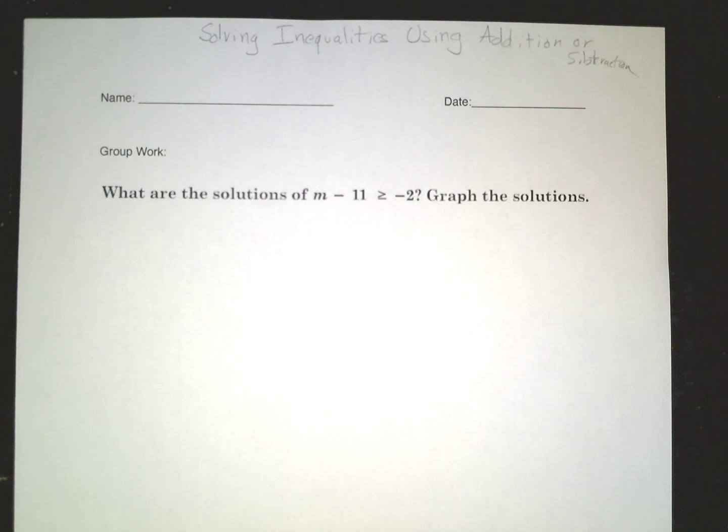Okay, algebra students, we're getting near the end. Our group practice question for today is: what are the solutions of m minus 11 greater than or equal to negative 2?